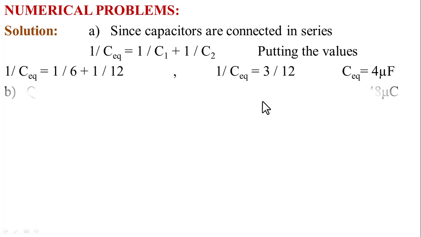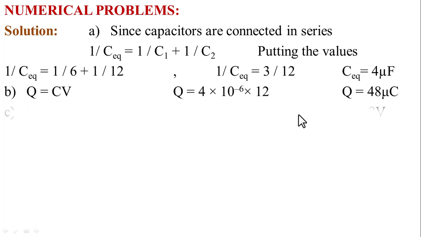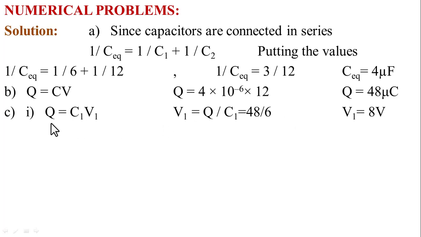For our next part, B part, Q is equal to CV. Here equivalent capacitance C is equal to 4 microfarad and voltage V is equal to 12 volt. Putting the values, Q is equal to 4 multiplied by 10 raised to power minus 6 multiplied by 12. 12 fours are 48, so Q is equal to 48 microcoulomb. Now we find the potential difference. Here Q is equal to C1 V1, then V1 is equal to Q upon C1. 48 divided by 6, so V1 is equal to 8 volt.